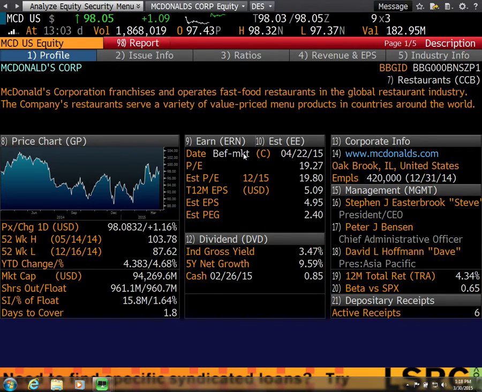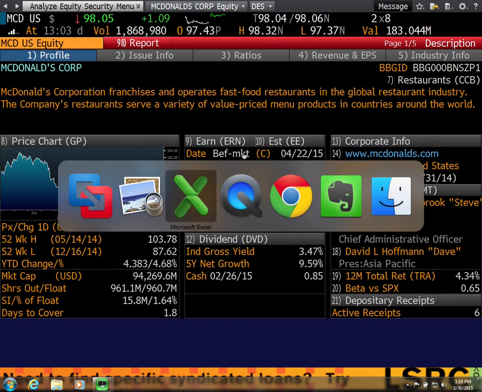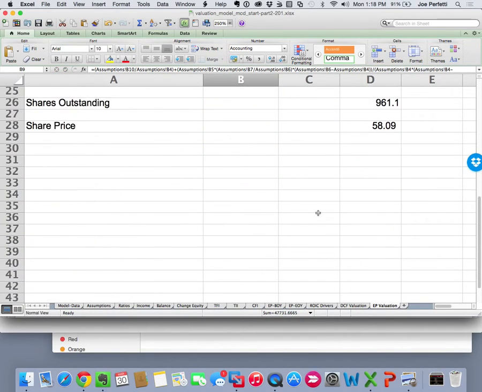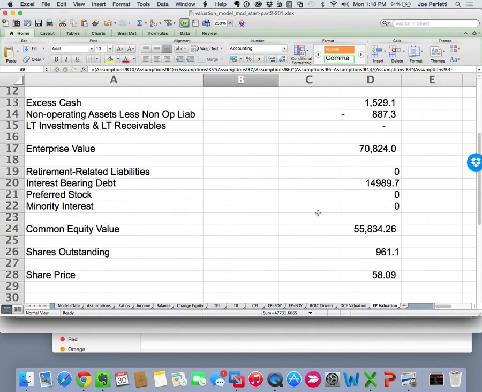So essentially, that's what we're about to do. We're going to create the as-is valuation for McDonald's, where we are going to try and replicate a share price very close to $98. And by very close, I mean within $1. We're going to be really close. So, how do we do that? Well, first of all, we got our forecast for share price down there at 58.09.